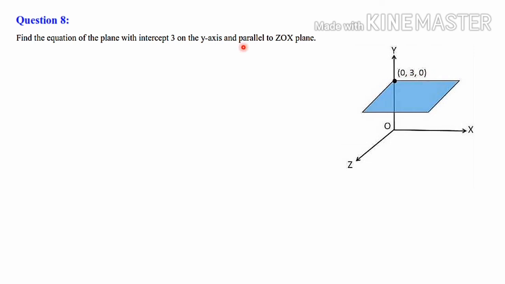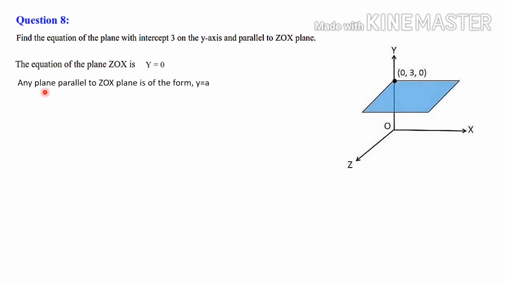And it is parallel to the z-x plane. This is the z-x plane, and the given plane is parallel to this z-x plane. We are asked to find the equation of the plane. Here the equation of the z-x plane is y equal to 0. The z-o-x plane is this one, and there is no y value, so y is equal to 0 is the equation of the z-x plane.